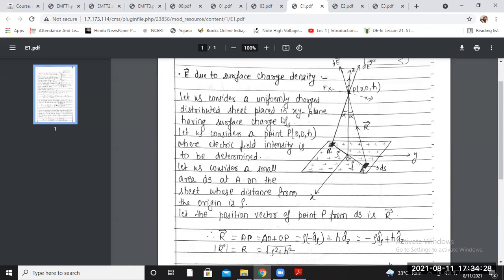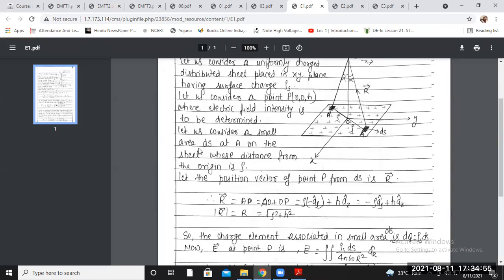This is the surface charge density given for this surface charge. That is, rho s is the surface charge density of this sheet. Now let us consider point P. We have considered point P having coordinates (0, 0, h). That means it doesn't have any x or y parameter, and it has only a coordinate on the z axis. That is, it lies on the z axis, where the electric field intensity is to be determined.